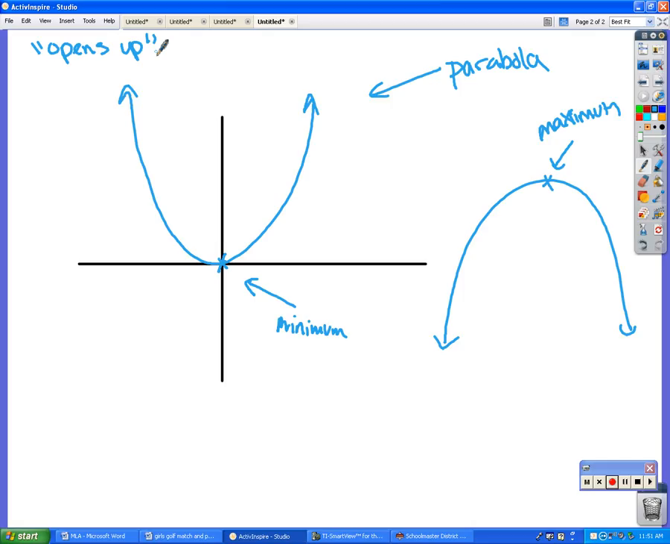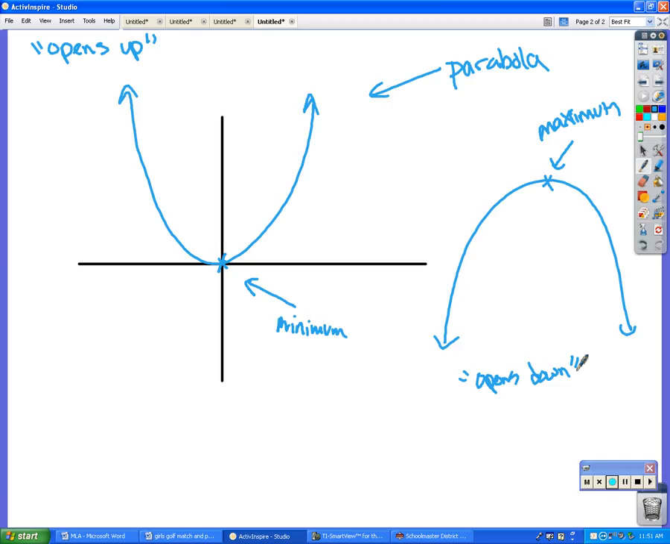So this thing right here is called opens up. If it opens up, it makes a cup. Right? Or a U. Okay, this one right here opens down. And if it opens down, it makes a frown. Okay, so you can remember that. Opens up, makes a cup. Opens down, makes a frown.